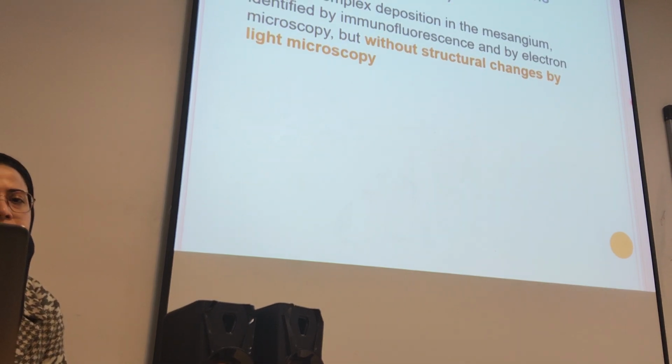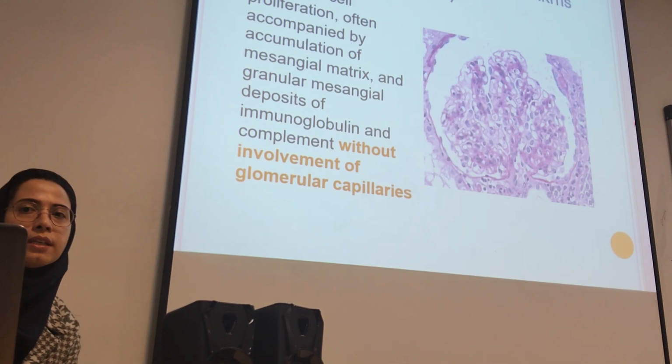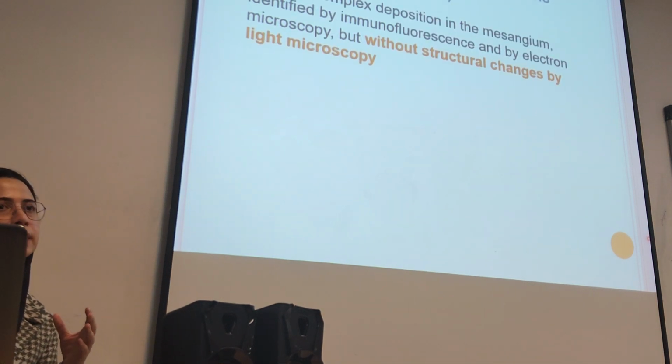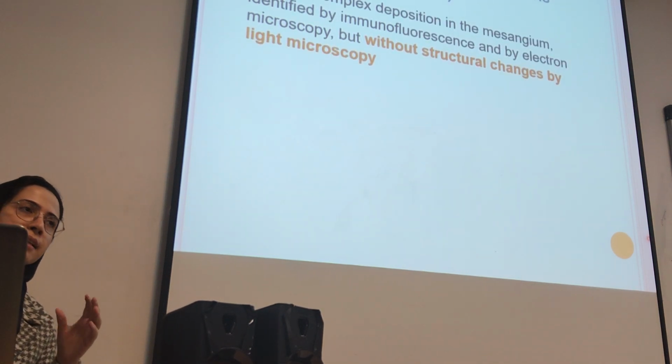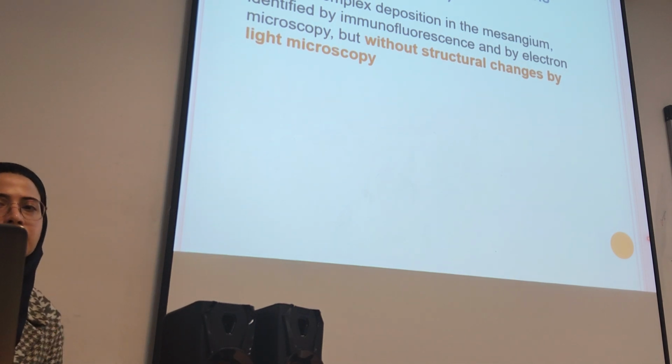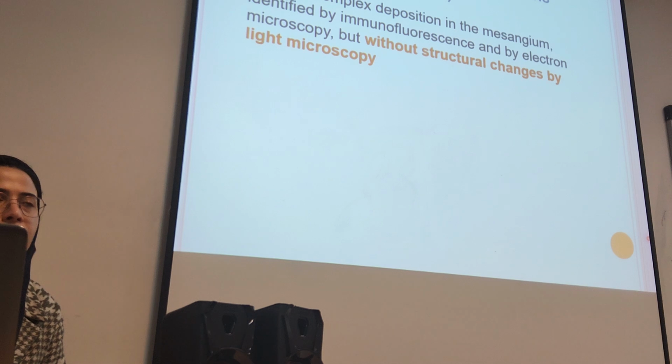The first class is minimal mesangial lupus nephritis. You see here the deposition in mesangium, the supporting matrix and cells of glomeruli. And in class 1, you don't have much symptom, and you have changes in structure.